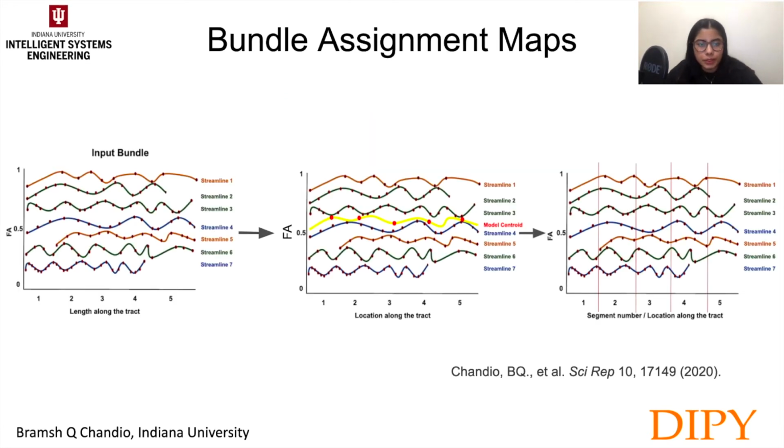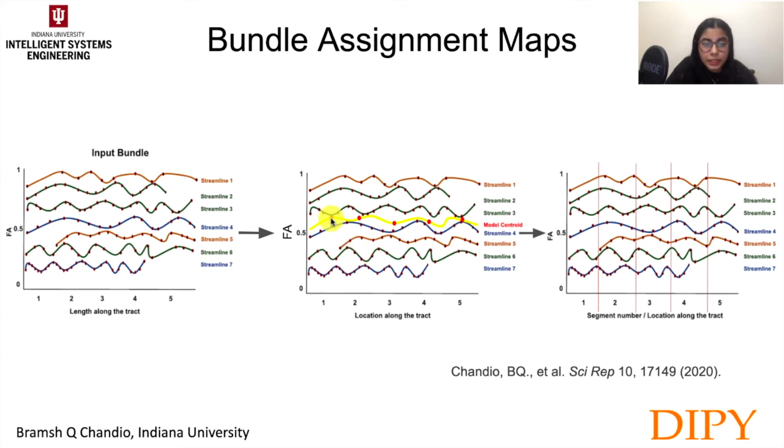Let's see a better example on simulated streamline data of how bundle assignments are created. Here we can see the input data, where we have 7 streamlines, and length along the streamline, which in this case we have just kept as 1, 2, 3, 4, 5, and on the y-axis we have FA values projected. In the middle we have visualized a model centroid in yellow with the points in red. In this case the centroid has 5 points.